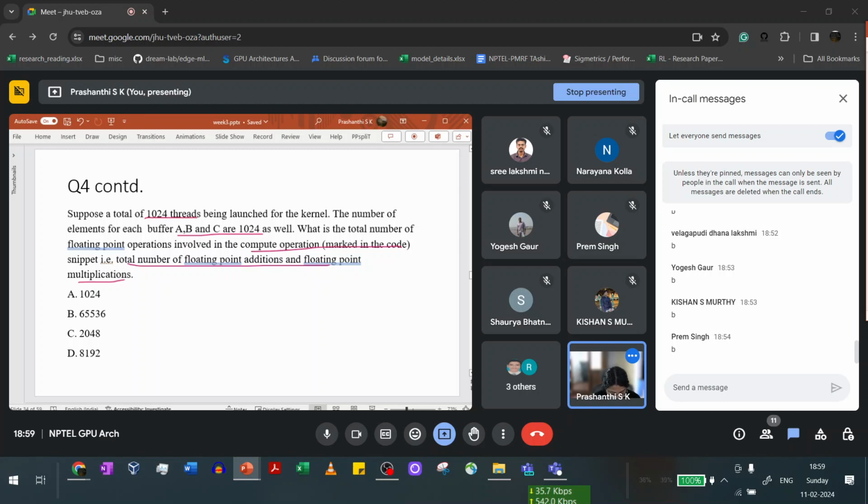Any answers? I think we earlier also had one question where we discussed how to calculate floating point operations. So the hint here is this, right? You're asked for the total number of floating point additions and multiplications together.